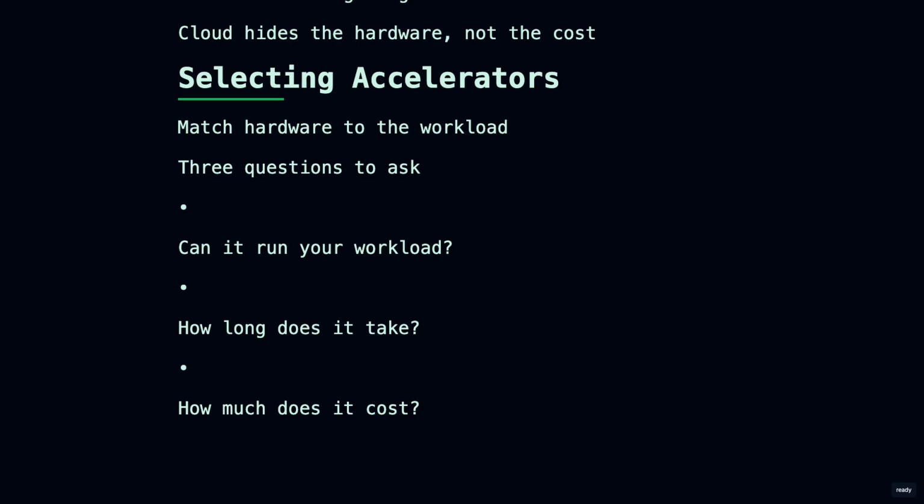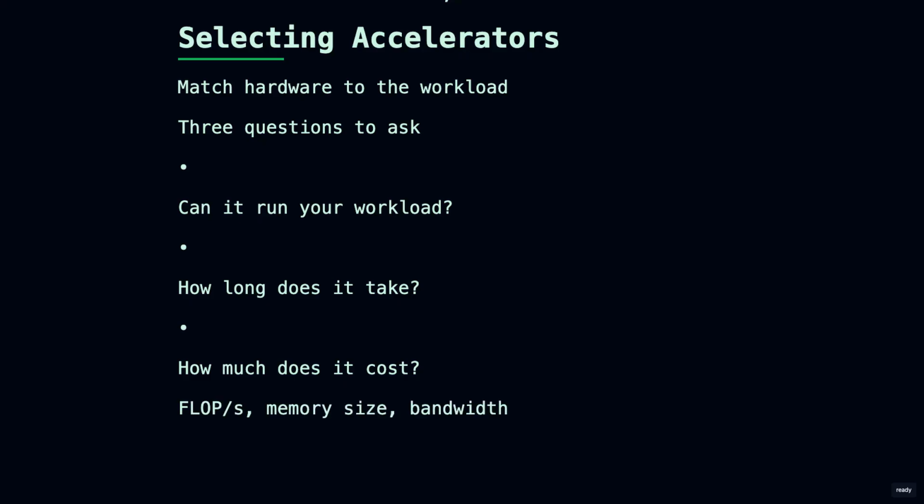These three specs help answer the first two questions: flop/s for compute, and memory size plus bandwidth for data-heavy workloads. Once you know those, cost is usually easier to compare, especially because cloud pricing is often usage-based and fairly similar across providers.